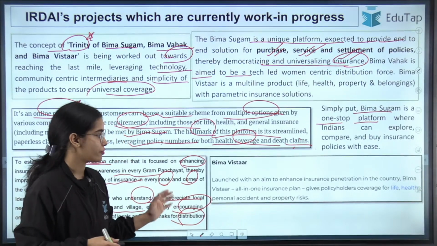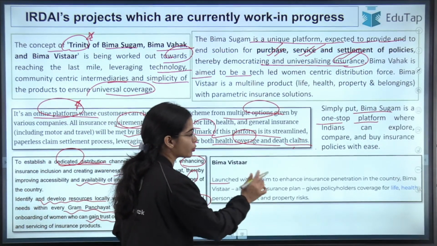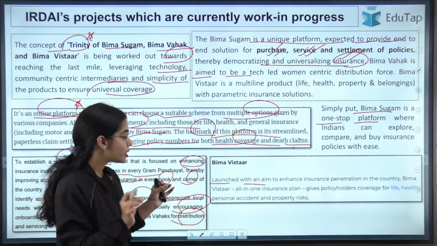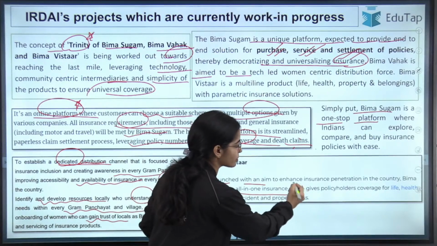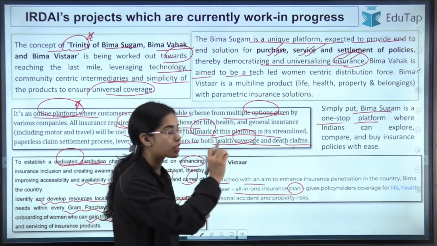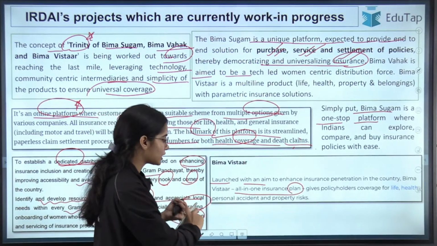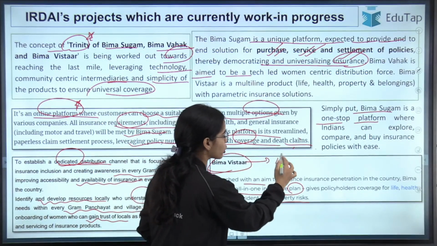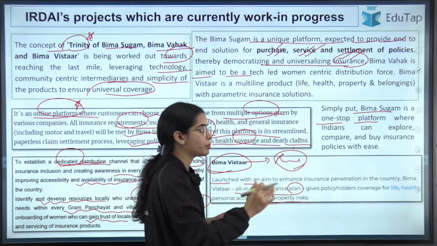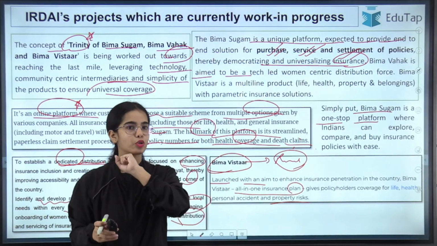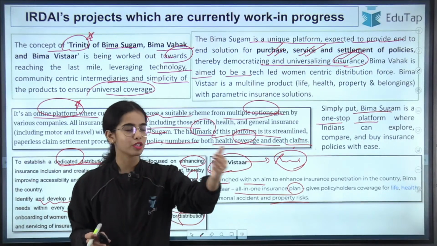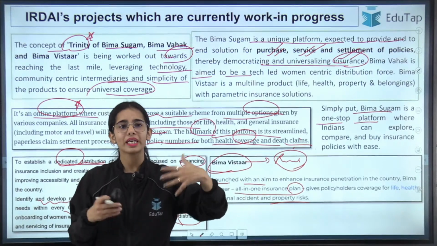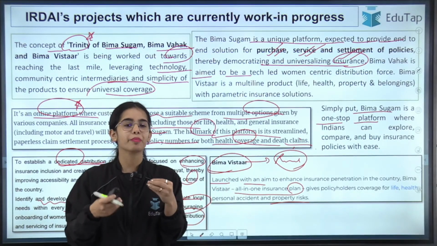Next is Bima Vistar. Bima Vistar is launched with an aim to enhance insurance penetration in the country, in the rural areas especially. Bima Vistar is an all-in-one insurance plan. It gives policy holders the coverage for life insurance, health insurance, personal accident and property risk. Bima Vistar is especially for the rural areas and for the poor people, if they do not have the money to pay the premiums, the farmers, the livestock breeders, or the rural area. Like in the rural area there are many poor people.